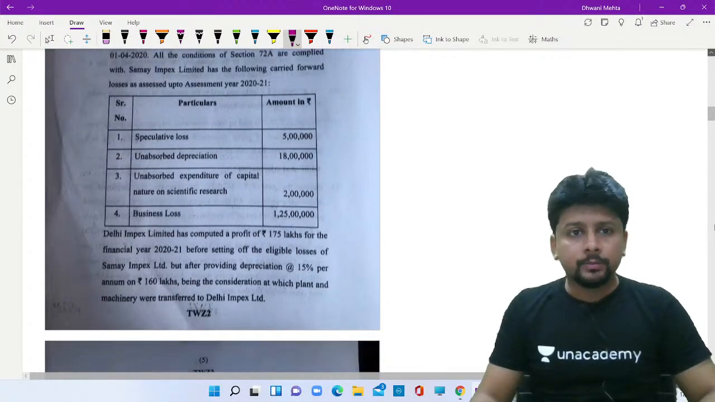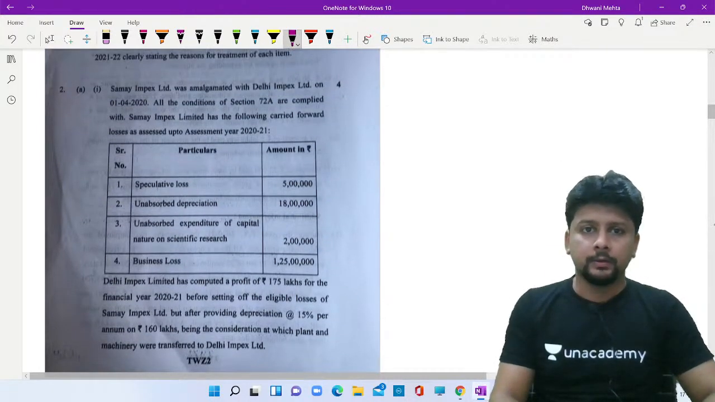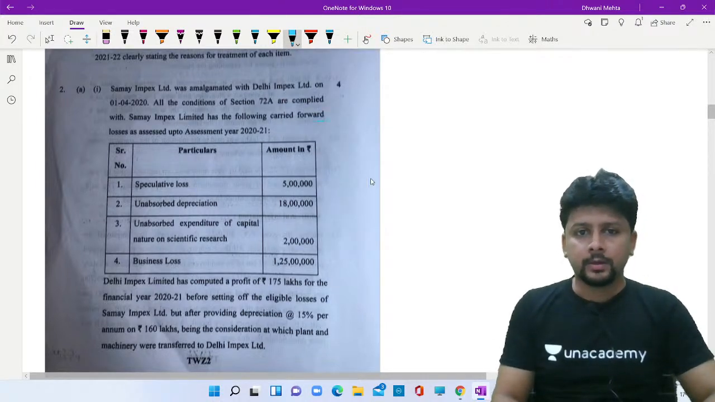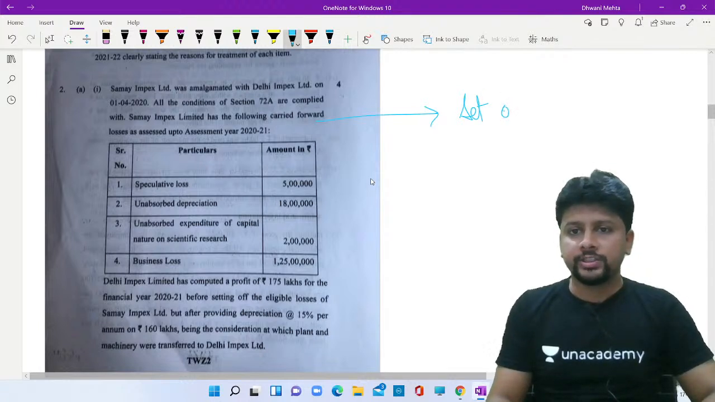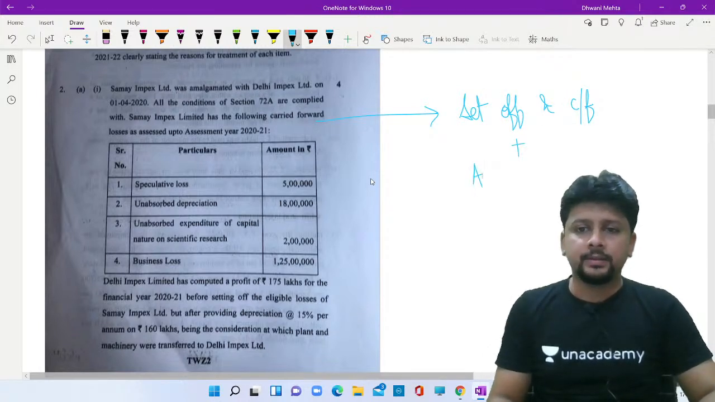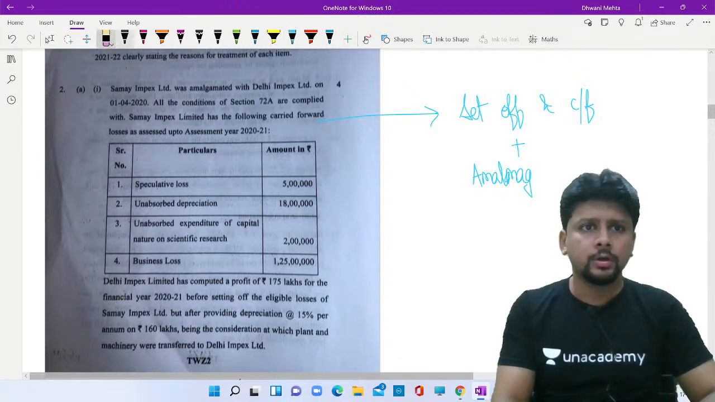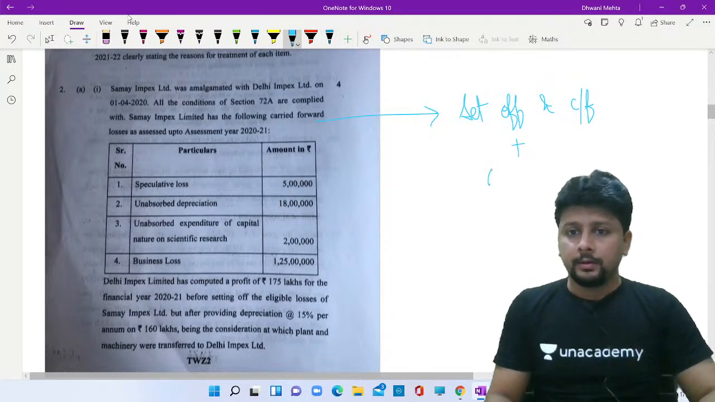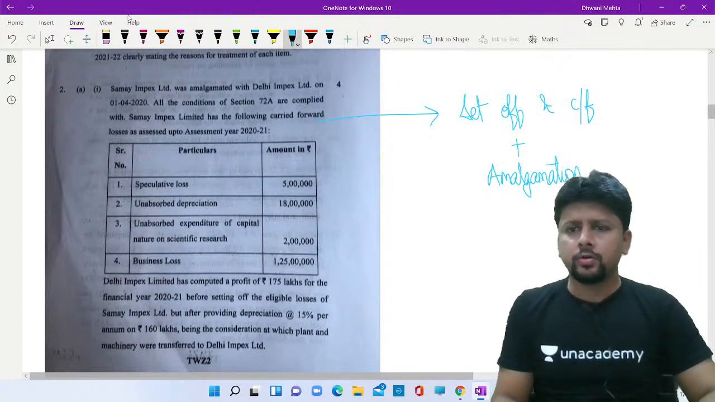This question number 2, I would say, was a type of surprise, because this was a question on set off and carry forward combined with the concept of amalgamation. And honestly, this is an exact ditto question that was asked in May 2019 old course.